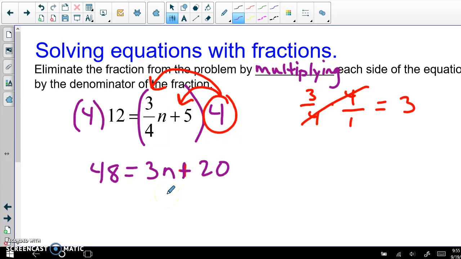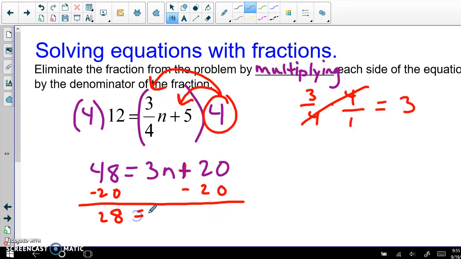If I want to solve and get n by itself, I will start by undoing this addition. 48 minus 20 is 28. And I'm left with 3n on the right side. So now to undo that multiplication, I will divide. So I find that n equals 28/3.